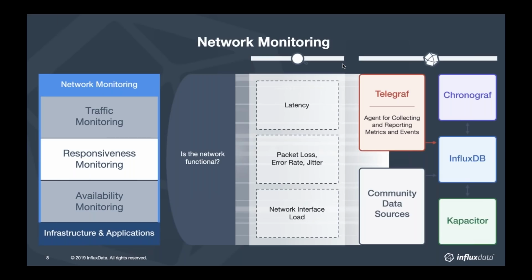Then another pillar in network monitoring is responsiveness. Okay, you can go from A to B, but how and under what conditions? What is the latency, packet loss, error rate, jitter? And by the way, how your network interface is doing? Is it getting clogged, jammed, and that could impact the delay in your network. So you want to make sure that the network not only routes correctly, but provides the right conditions for the applications that you run on top.